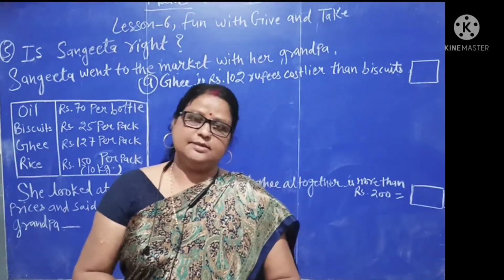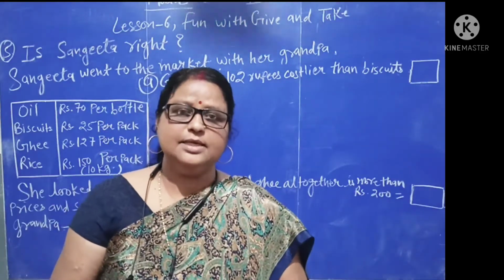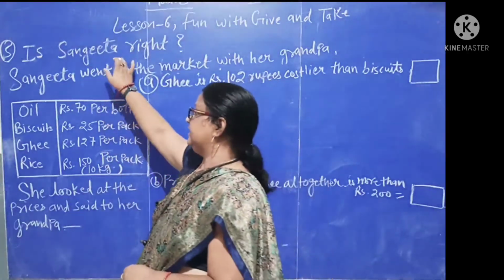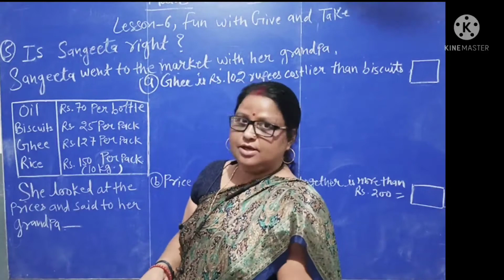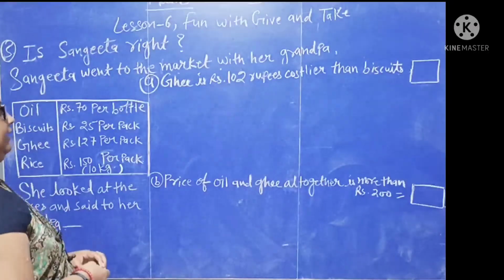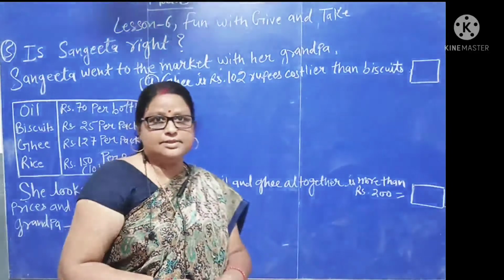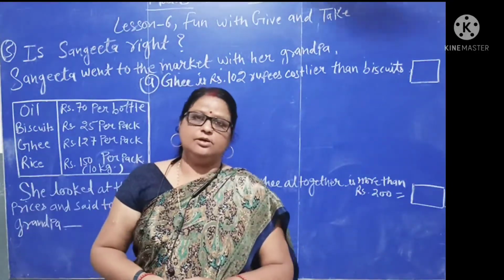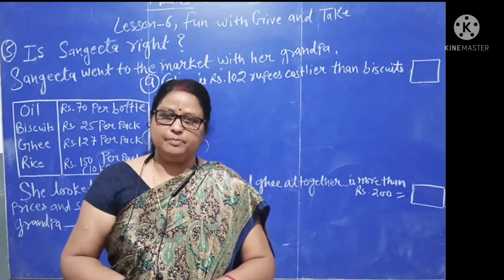We were studying lesson number 6, and the name of the lesson is Fun with Give and Take. Today our topic is Sangeeta. Let's solve this question. Sangeeta went to the market with her grandpa. When she went to the market, she saw a price list at a shop.